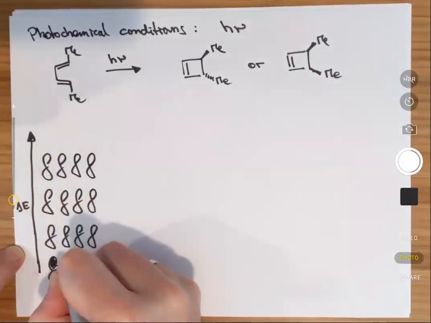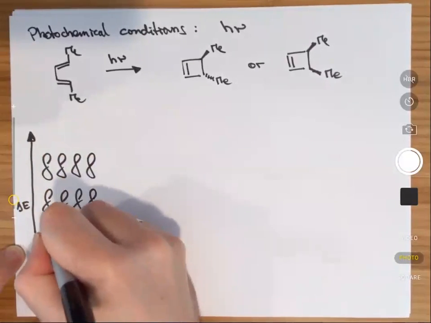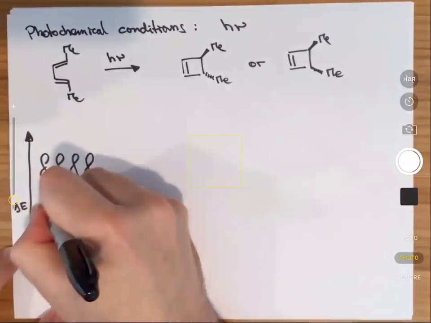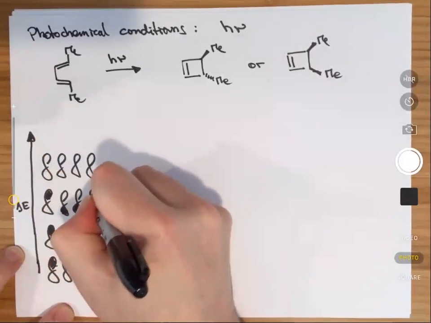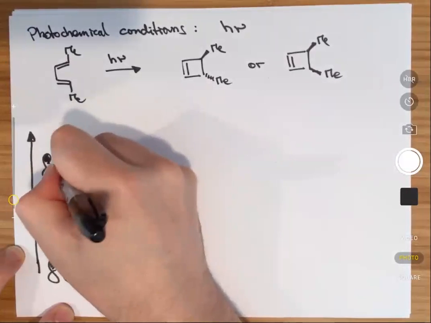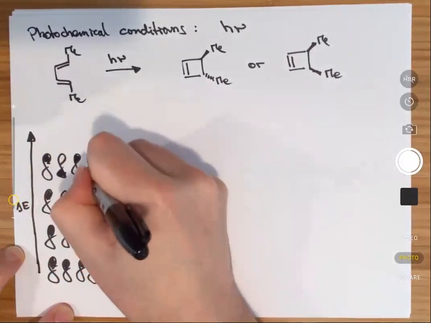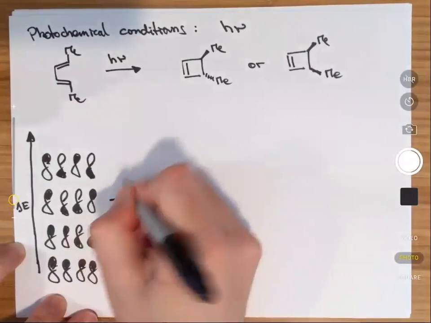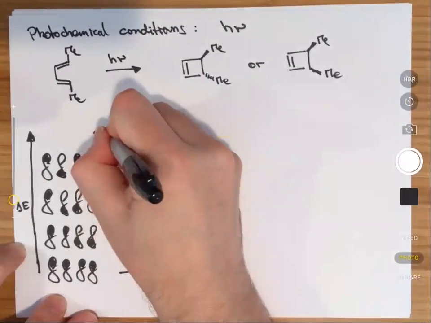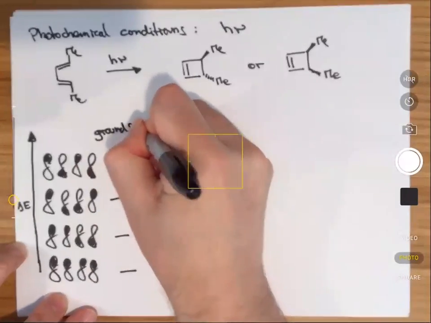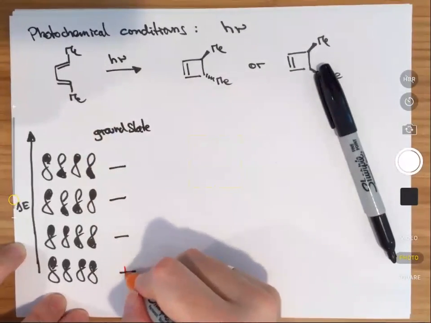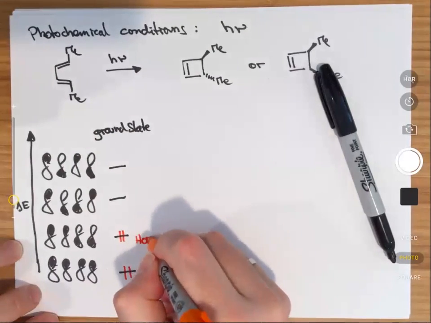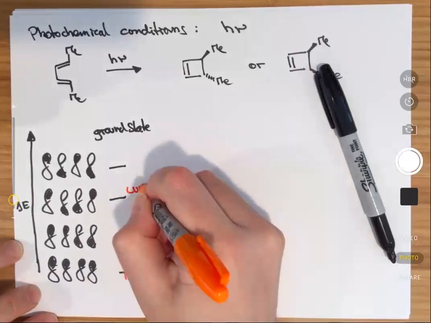And we fill in the shading. And if we just looked at the molecule in the ground state, then we would have an occupation that looks a little bit like this, where basically this is now our HOMO, and this is our LUMO.